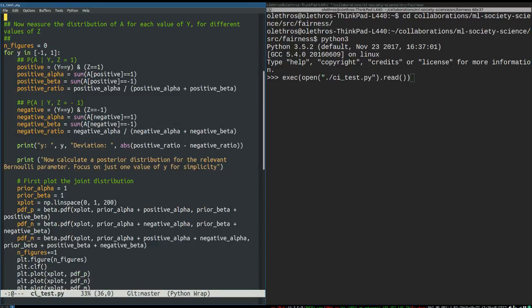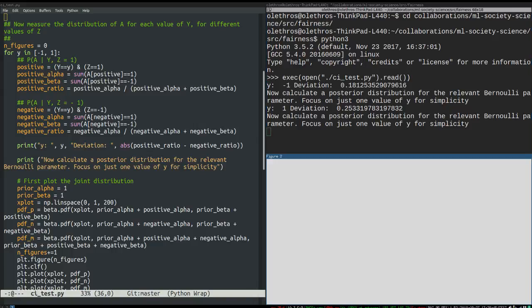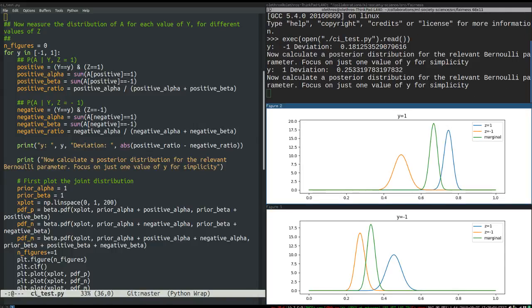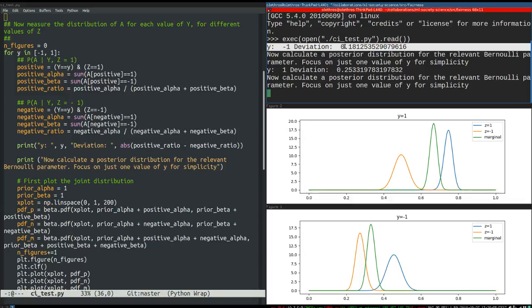So now we are going to print and plot some things. Here we print out the deviation between the distribution of y given z equal 1 and the distribution of y given z equal minus 1, as well as the marginal for the model which says they are independent. So we see that for those three models, the distributions are quite different. There's a difference between z equal 1 and z equal minus 1.